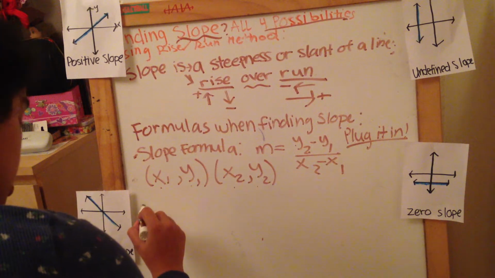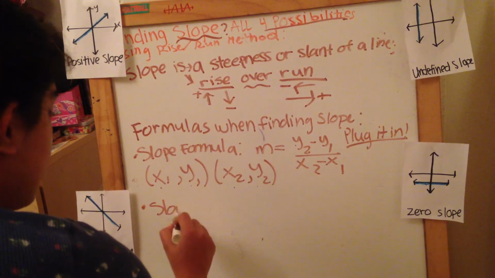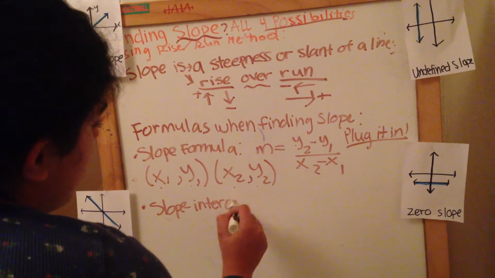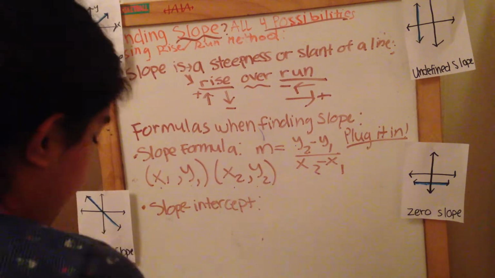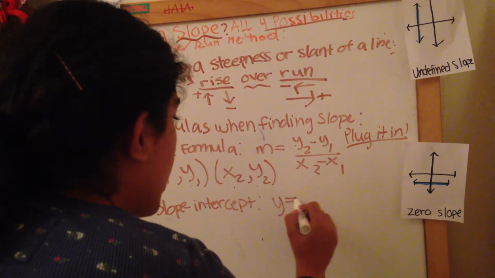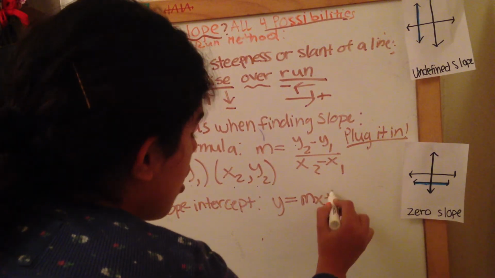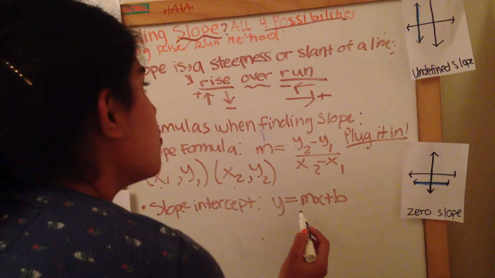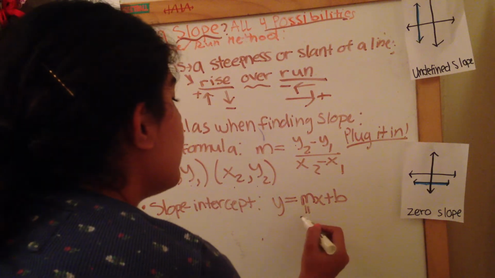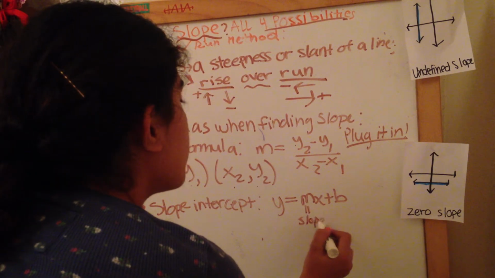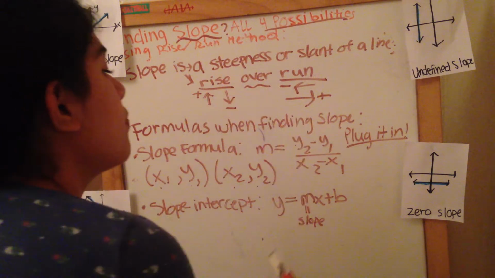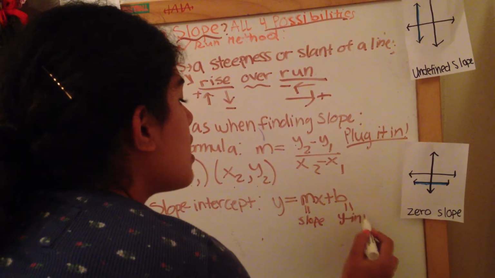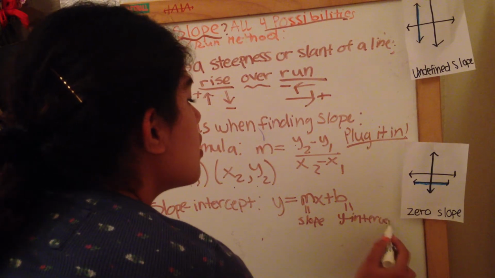Then you have the slope-intercept equation, which contains y equals mx plus b. What is m? m equals slope, rise over run. b equals y-intercept.